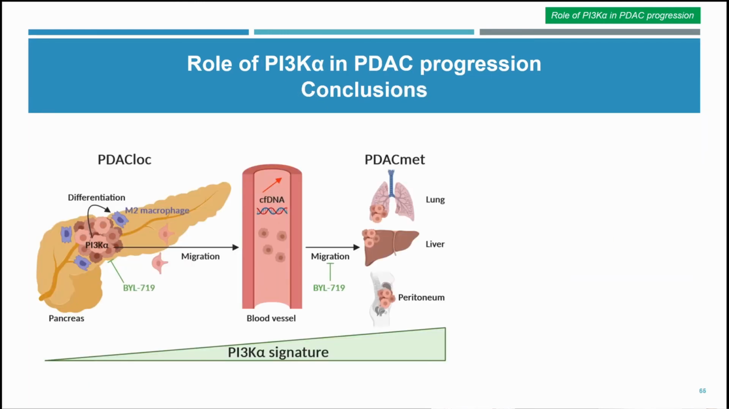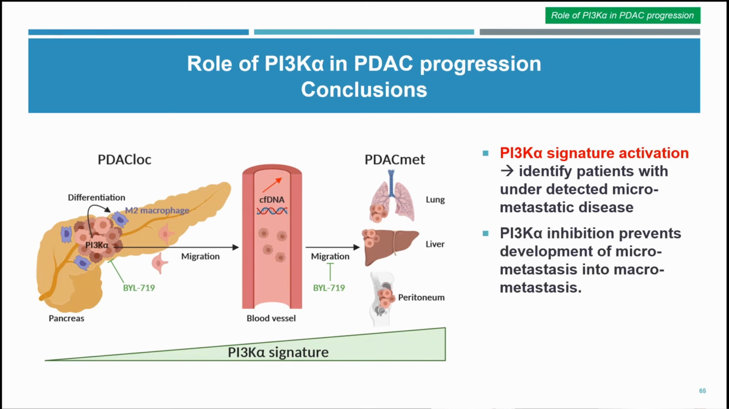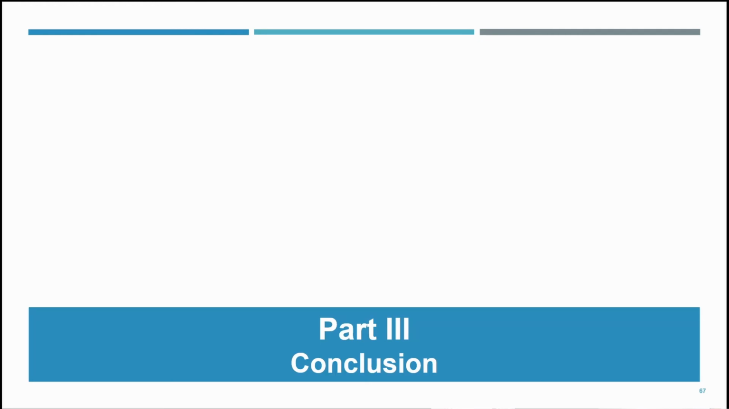So to summarize this project, we have that the PI3K alpha signature activation allows us to identify patients with under-detected micrometastatic disease. It also prevents the development of micrometastases into macrometastases, and it seems that PI3K alpha has an immunomodulatory effect. For the perspectives of this study, we'll include analyzing patient samples for an activation of the PI3K signature or for high levels of circulating tumor DNA before deciding to treat them or not with PI3K specific inhibitors.